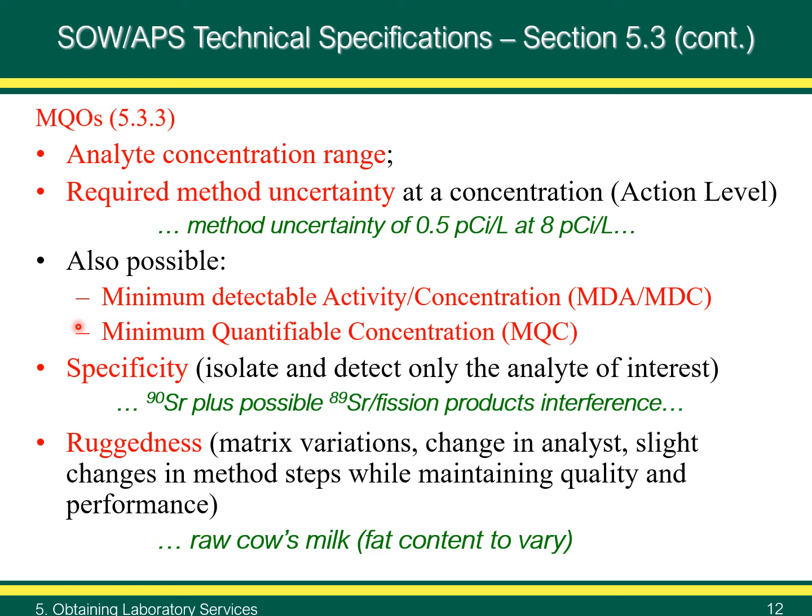The MQOs also include specificity, or method specificity. The method specificity to isolate and detect only the analyte of interest is defined as the ability of the method to measure the analyte of concern in the presence of interferences. In our example, we see the following: strontium-90 plus possible strontium-89 and fission product interferences.